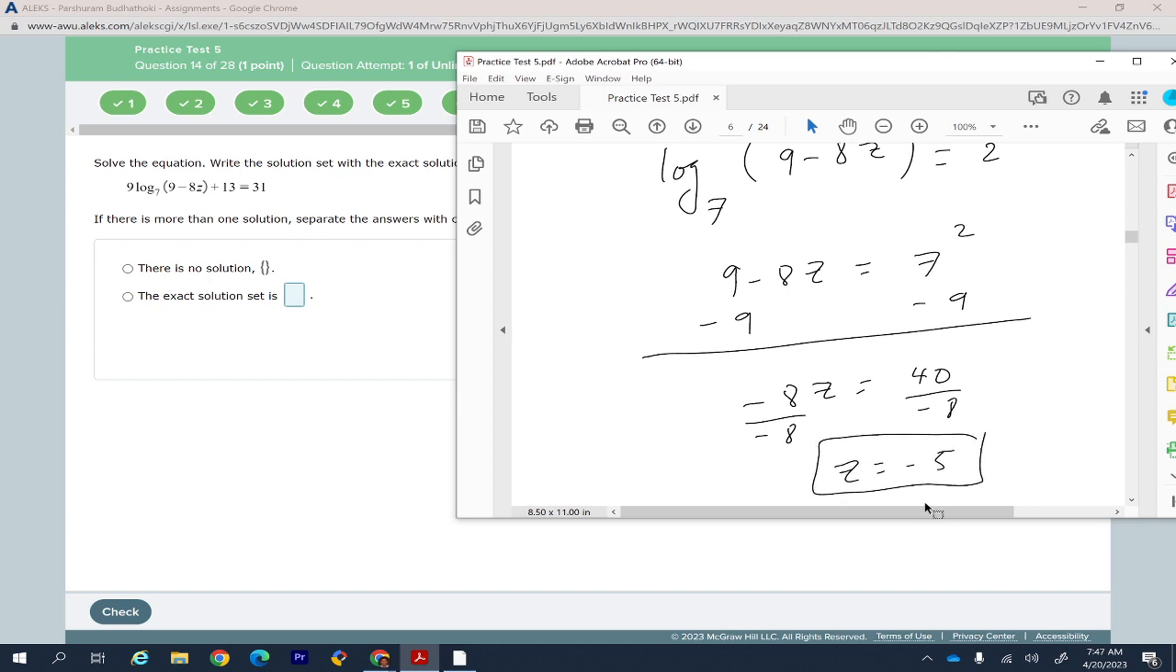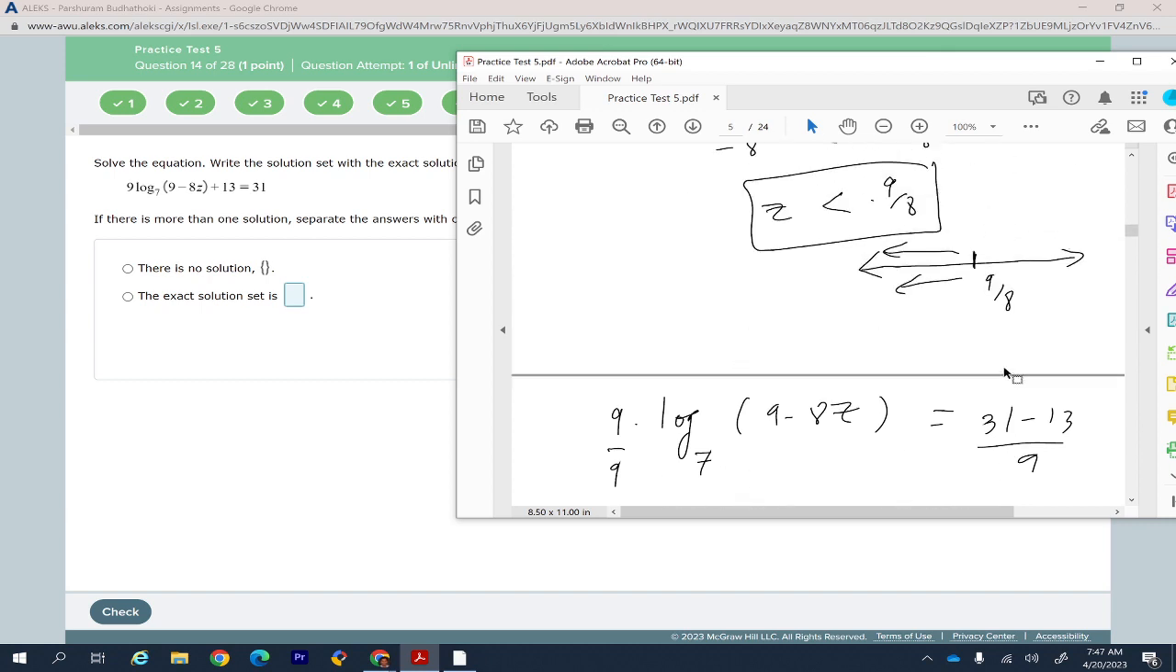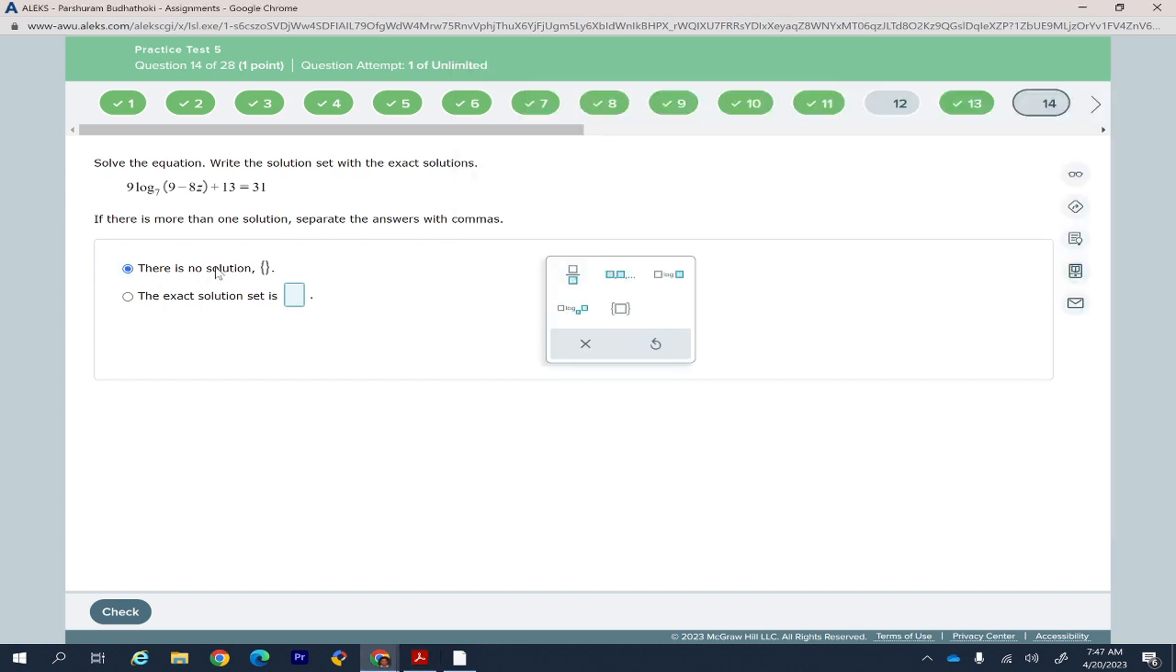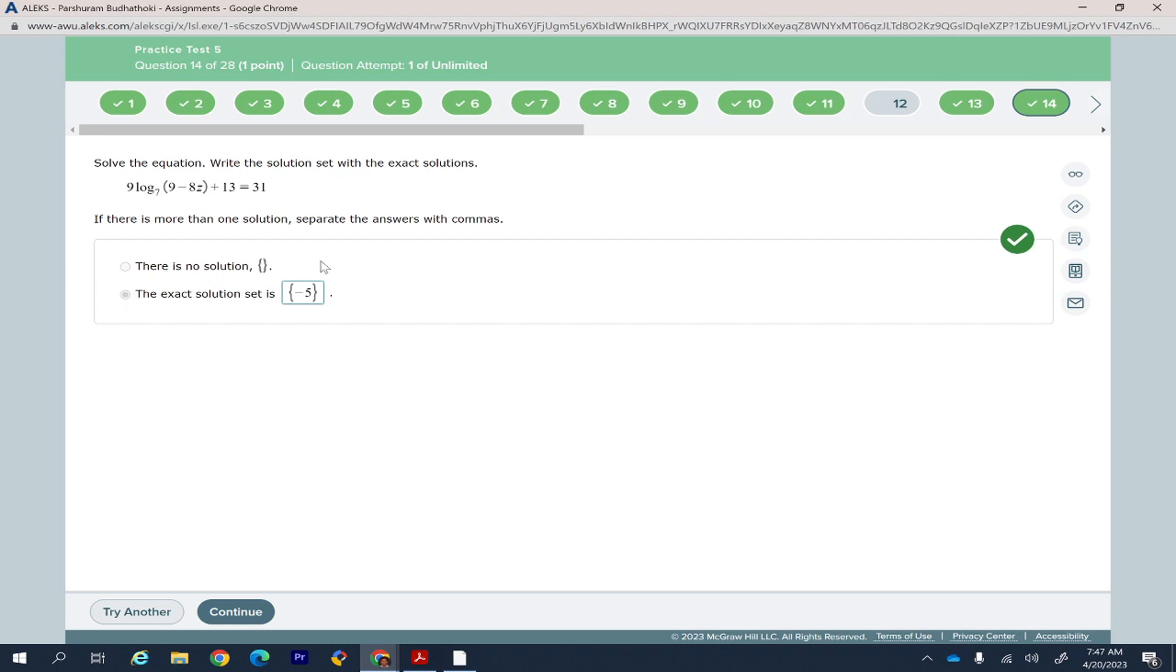So after finding the solution, go back and check the domain. Domain has to be anything less than 9 over 8, and negative 5 is less than 9 over 8. That's why you can take this as a solution. So this is negative 5. Remember, after finding your solution, you can go back here and plug the value for z and then check whether that gives you a true statement or not.